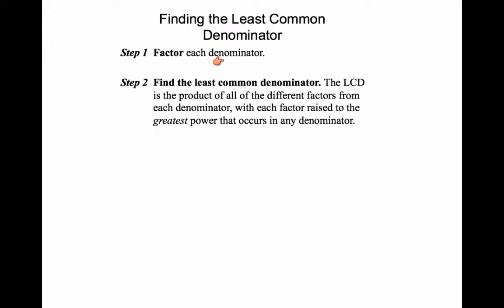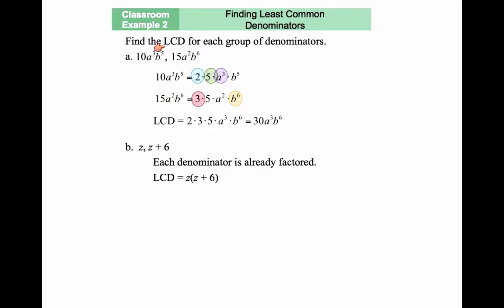Find the least common denominator. Factor each denominator. Find the least common denominator. The LCD is the product of all the different factors from each denominator, with each factor raised to the greatest power that occurs in any denominator. Let's take a look at some examples here to make more sense out of these steps. Here it is. Find the LCD for each group of denominators.